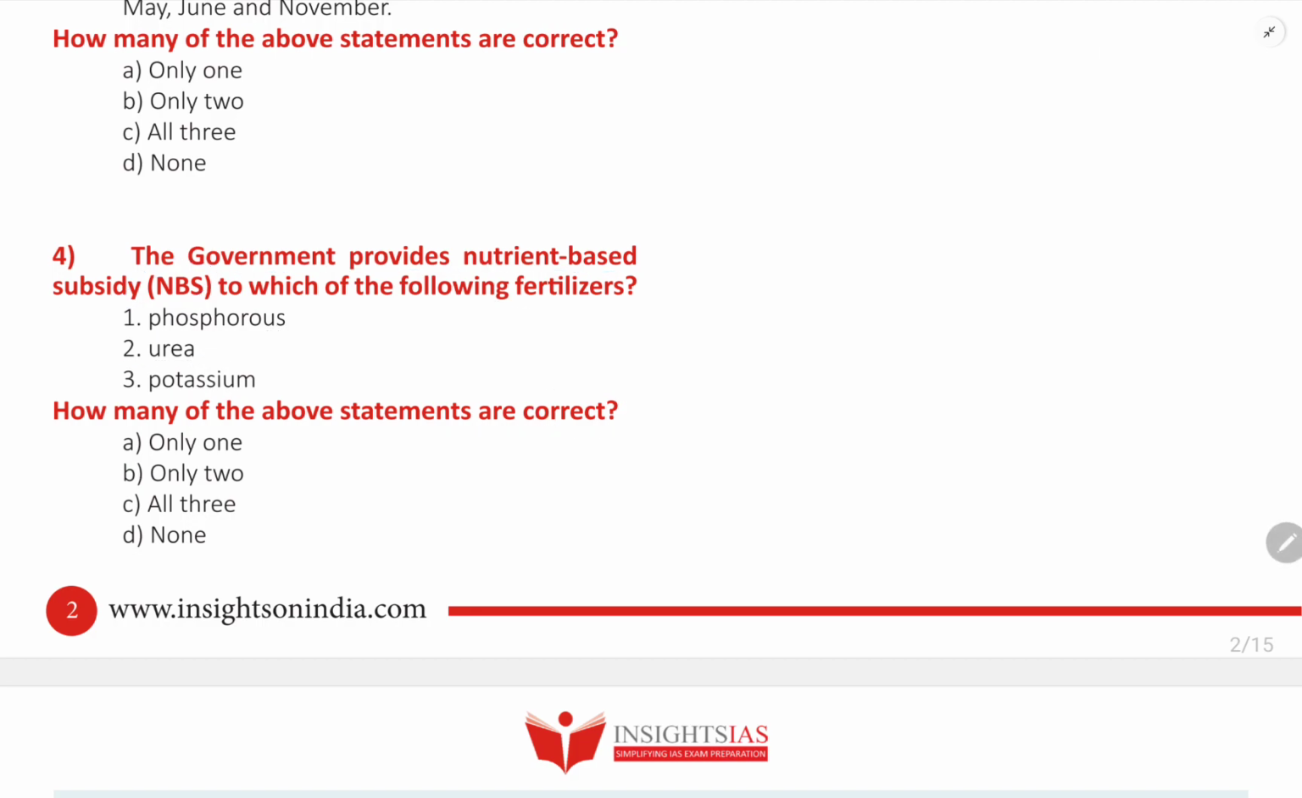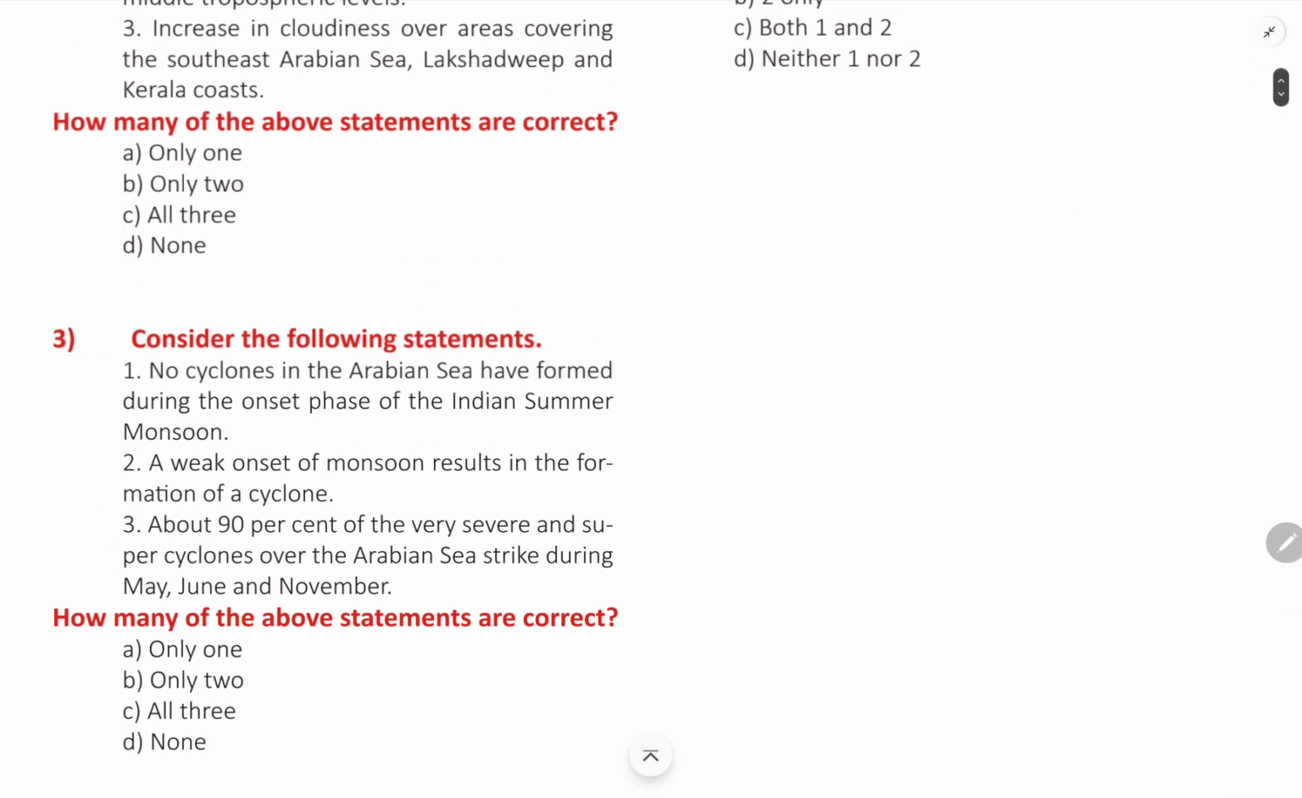Now if you talk about the nutrient based subsidy, the meaning of nutrient based subsidy is that the government wants to provide nutrients to the soil for good soil health. Now if you talk about nutrients, there are basically 3 types of nutrient: N, P, K. Okay, nitrogen, phosphorus and potassium, and they are in the ratio of 4:1. And urea is not there in the nutrient based subsidy. So this second statement is incorrect. Hence 2 pairs are correct. Moving on to the next question.